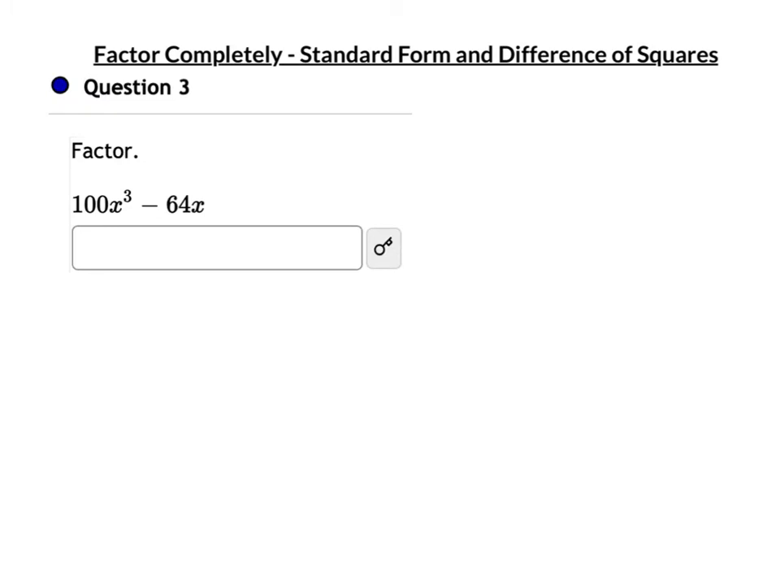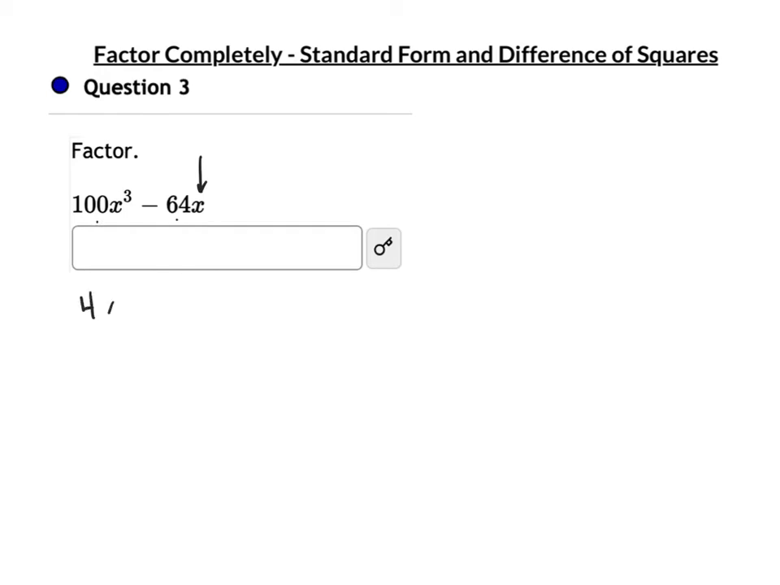Question 3. You'll notice that 164 and 100 are perfect squares, 8 squared and 10 squared. If you did it that way, you'd be wrong. First of all, x is not a square. This isn't a difference of squares as it's written. The first thing you look for is a GCF. 164 and 100 are at least divisible by 4. Let's try 4 and see what happens.